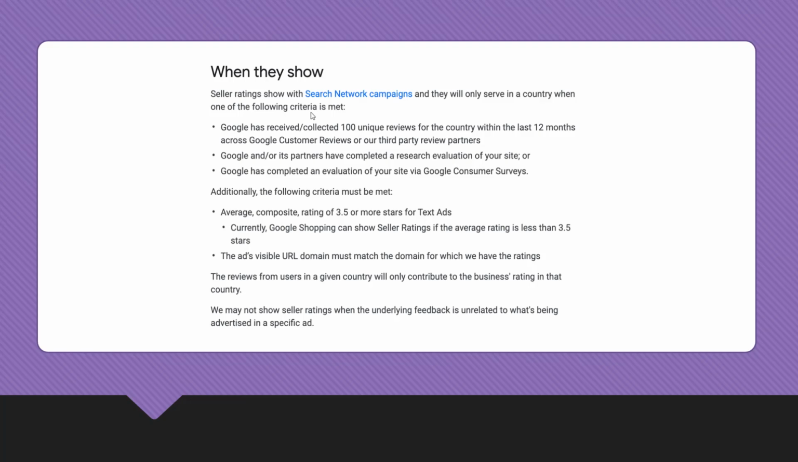You also need to make sure that the visible URL domain for your ads is the same as the business for your seller ratings. This is how Google ties you together, is through the URL domain.